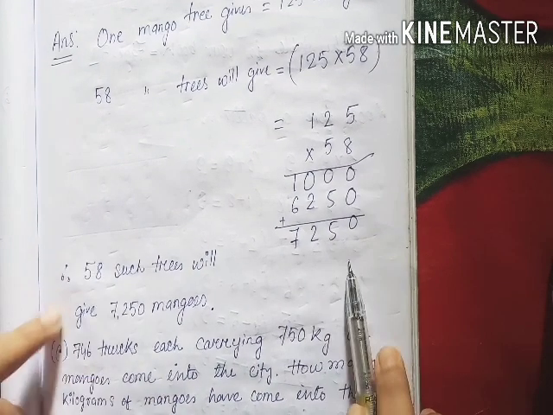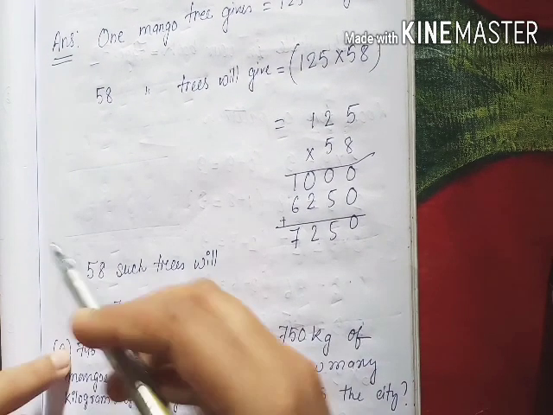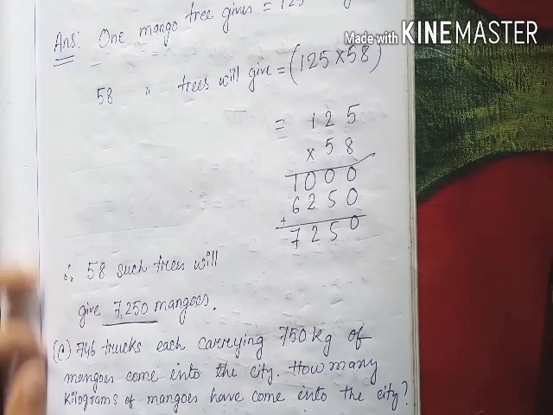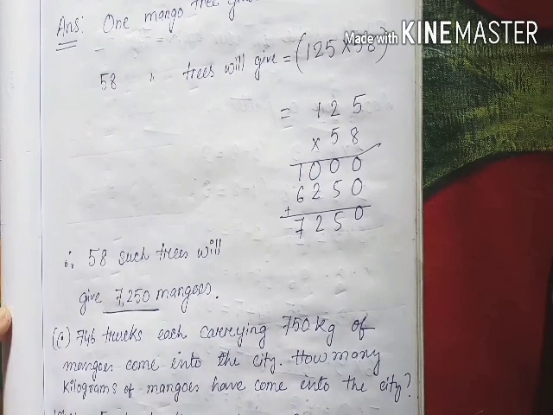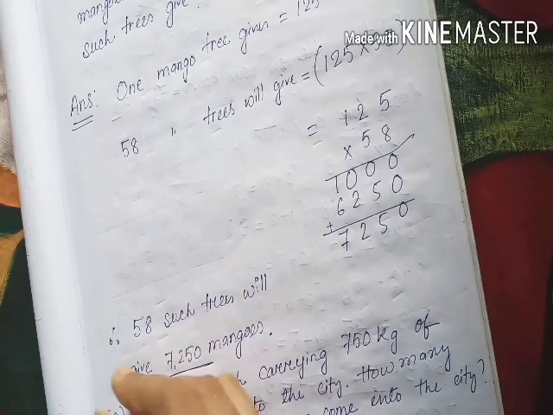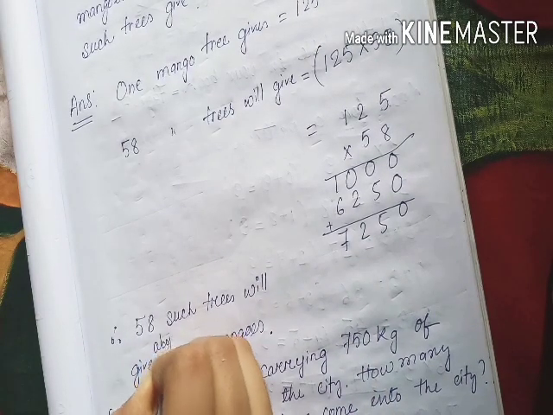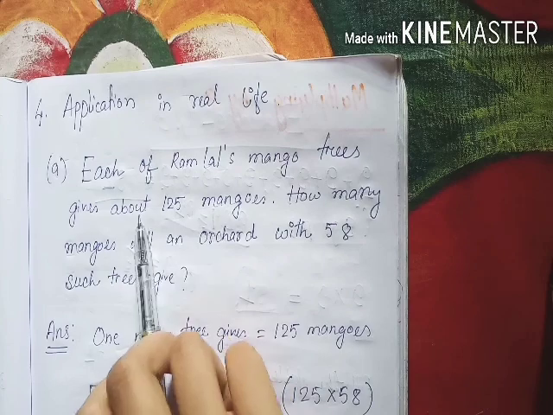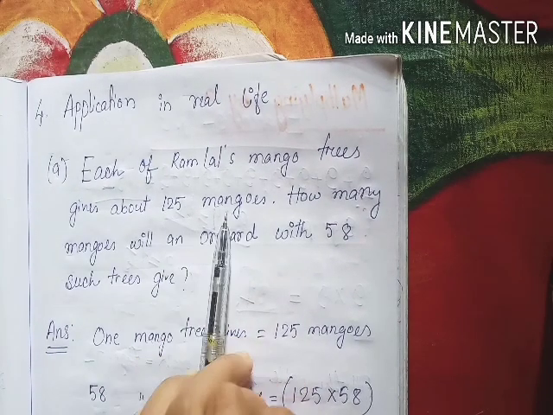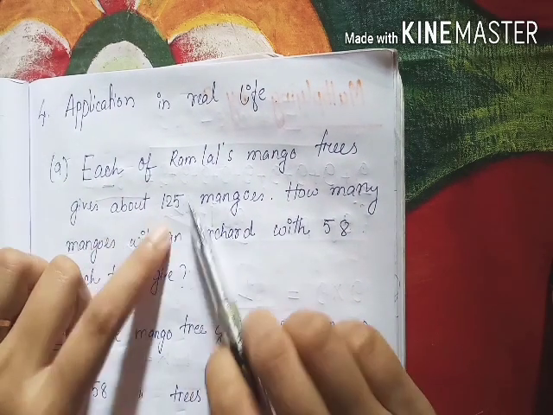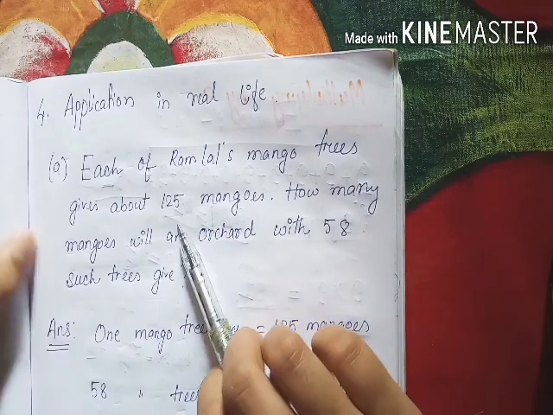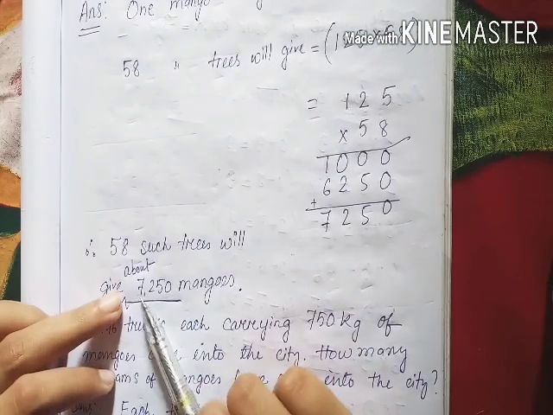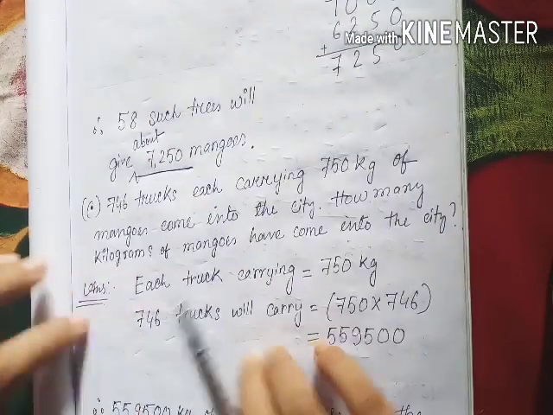So therefore 58 such trees will give 7,250 mangoes. Or here you can write "about" also, okay. 58 such trees will give about 7,250 mangoes, because here exactly it is not said, it gives about 125 mangoes. So obviously if we are doing with this number, we will also get about this many mangoes. So now the next question.